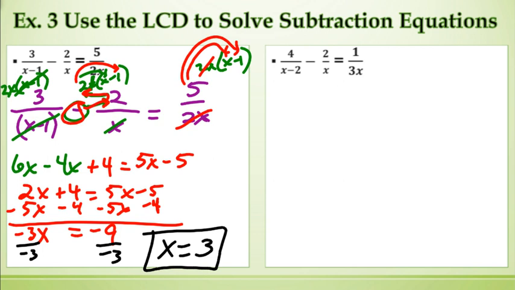I'm going to have you do the same thing on this side. Just remember x minus 2 and then 3 times x. Those two would be your least common denominators. So 3x times x minus 2. And you'll multiply that by every term in your equation.